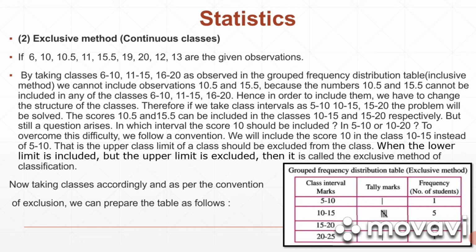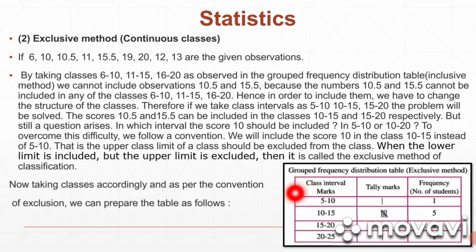We will include the score 10 in the class 10 to 15 instead of 5 to 10. That is, the upper class limit of a class should be excluded from the class. When the lower limit is included but the upper limit is excluded, then it is called the exclusive method of classification. Now, taking classes accordingly and as per the convention of exclusion, we can prepare the table as follows.